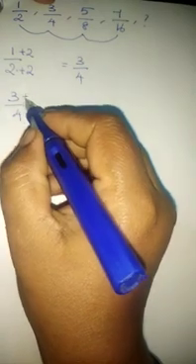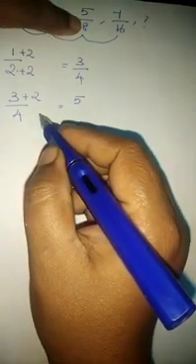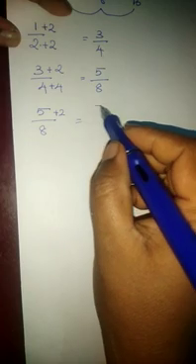Let's take the number 3 by 4 again. If we add 2, it gives 5. But in the denominator, adding 2 does not give the result, so if we add 4, we get 8. Now take the third number, 5 by 8. By adding 2, we get numerator 7. By adding 8, we get 16. So we get 7 by 16 here.